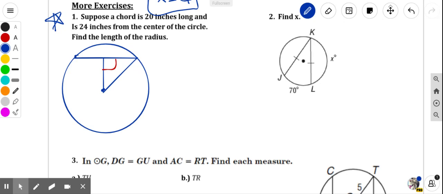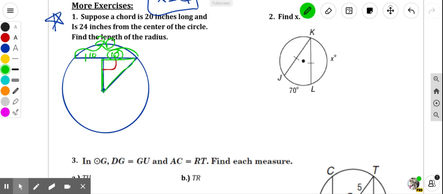So let's just label the parts that we were given. It says the chord is 20 inches long, so this whole thing is 20. But we learned that since this piece is perpendicular, it cuts it in half. So each of these pieces is 10, which really we only need that one because that's the one in our triangle here. Okay, then it says it's 24 inches from the center.